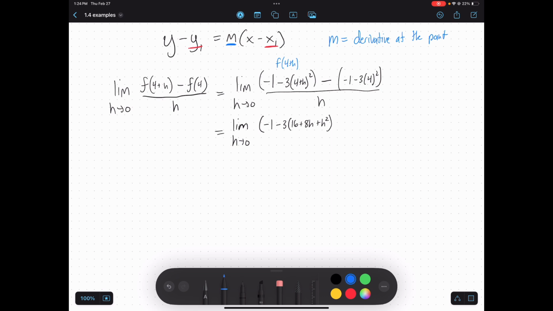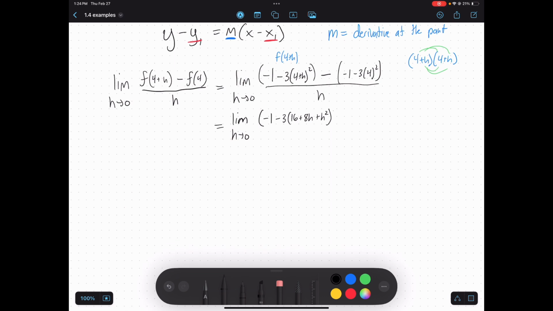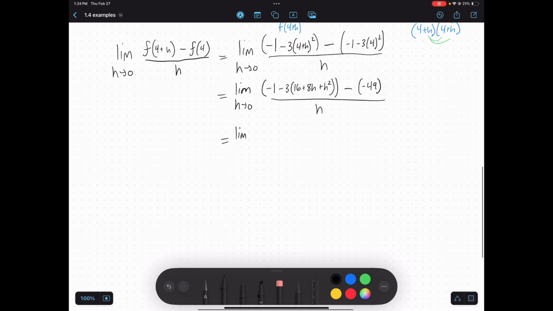Once again, if you're not sure how I'm getting this, just do the work on your own. 4 plus h times 4 plus h, right? That's 4 plus h squared. And then go ahead and do your foiling. Your outer terms, your inner terms, your first terms, and your last terms. Okay, so there's my f of 4 plus h minus, and then like we said, this one ends up just being negative 49.